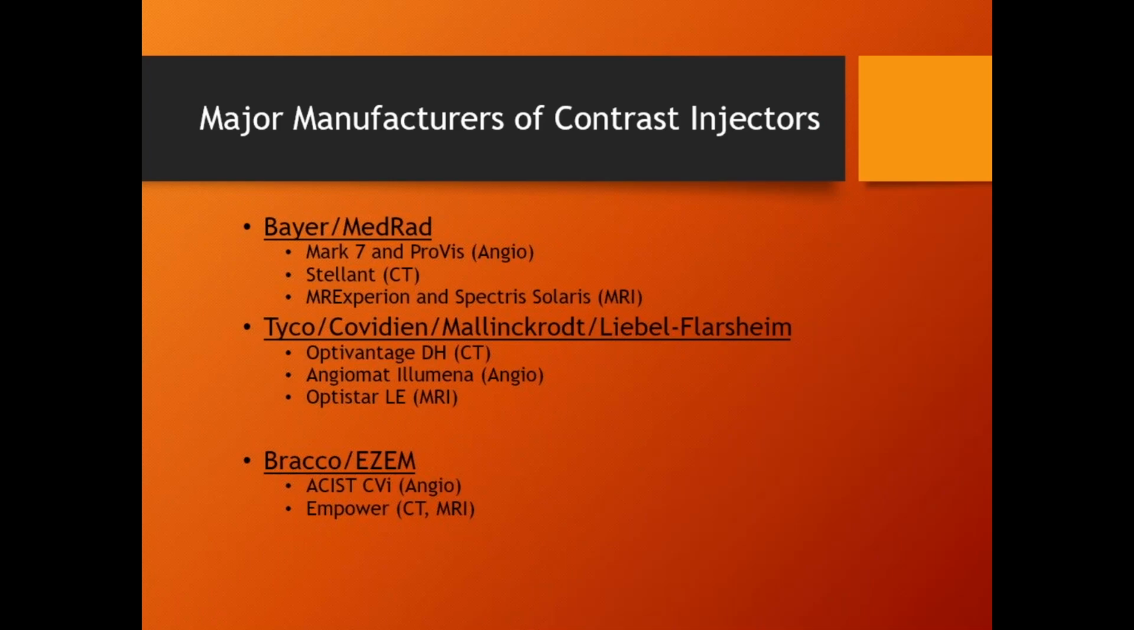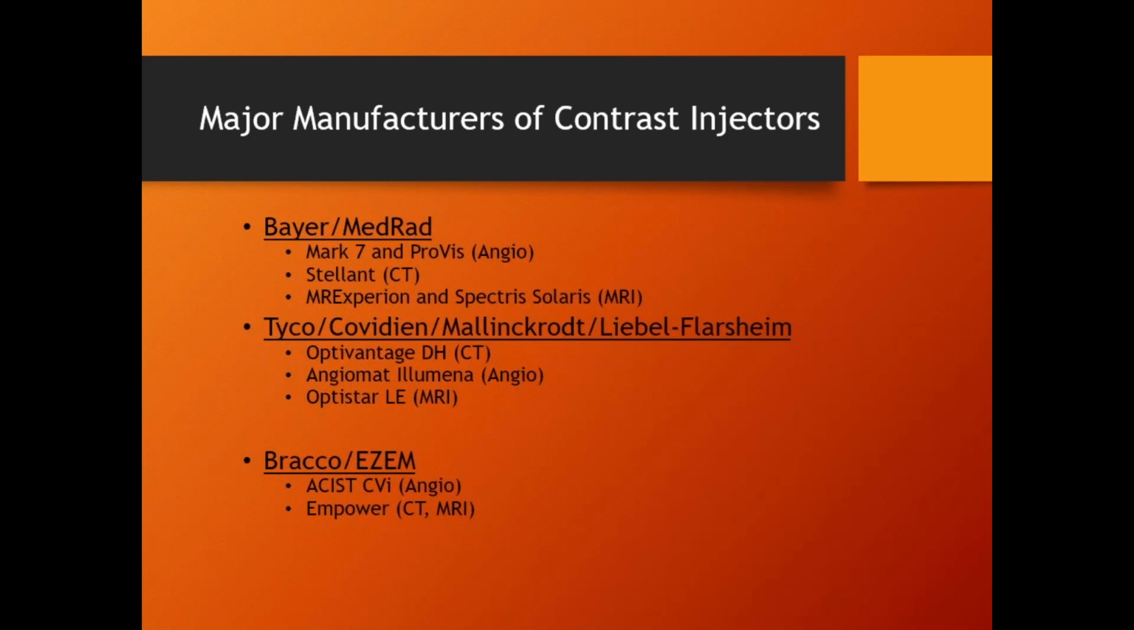The second company, way behind but a definite number two, started off as Levoflorsheim, then became Mallinckrodt, then got big as Covidien, then became Tyco. I don't know if someone might have bought them out again by now. Their main injectors are the OptiVantage and the Angiomat Illumena for angio, and then the OptiStar. The OptiStar is pretty rare, not a whole lot of those out there, but that's their main MRI injector.